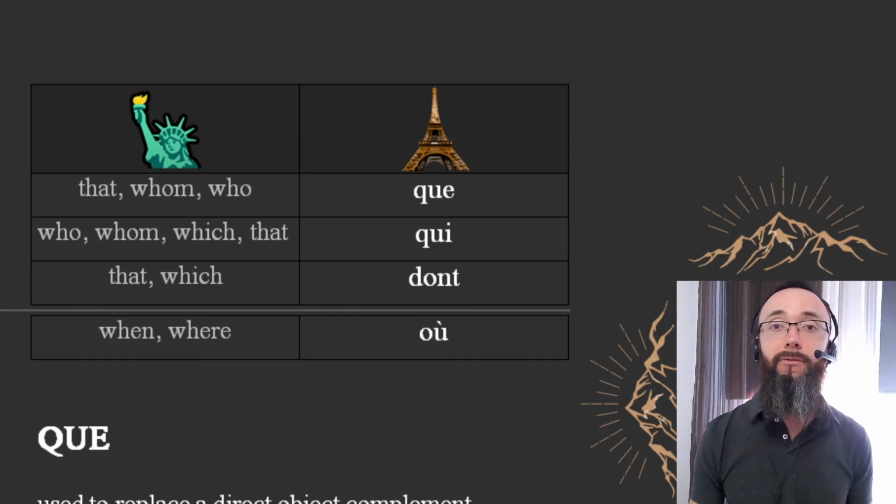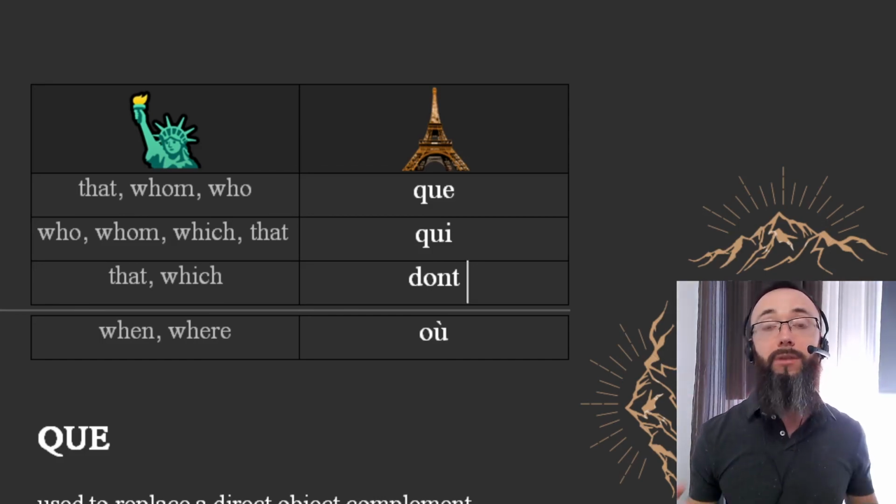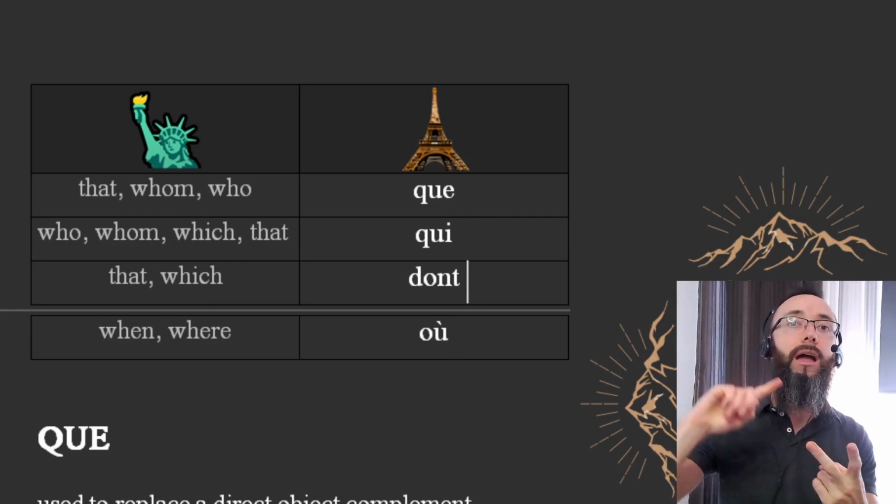And finally, we have où. And in the case of où, it replaces a complement of place or time.